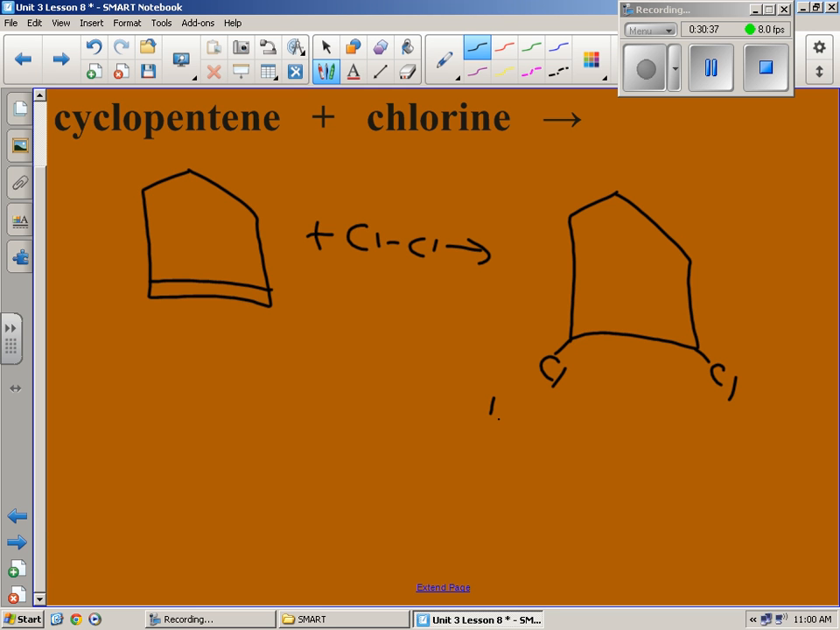So the name of this one would be 1,2-dichlorocyclopentane. 1,2-dichlorocyclopentane. Good? That's not bad. Good? Yes?